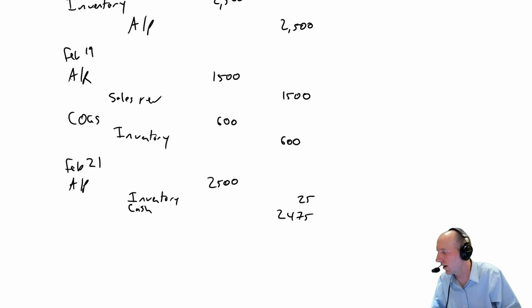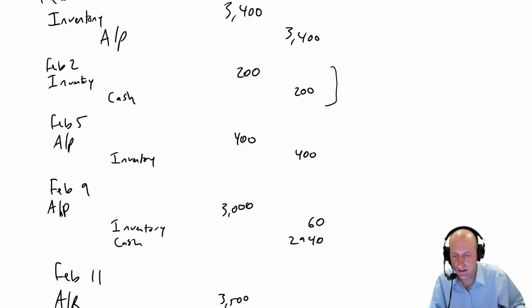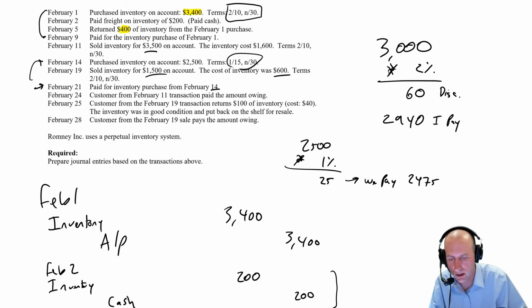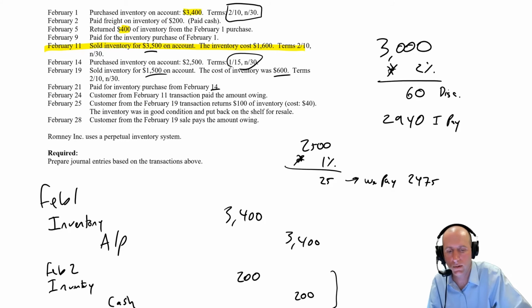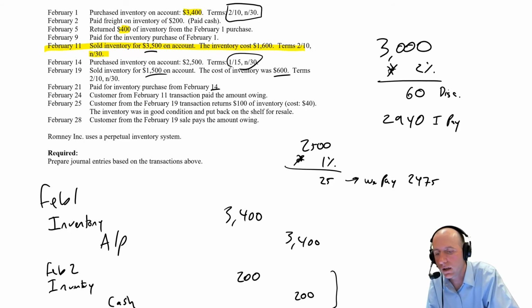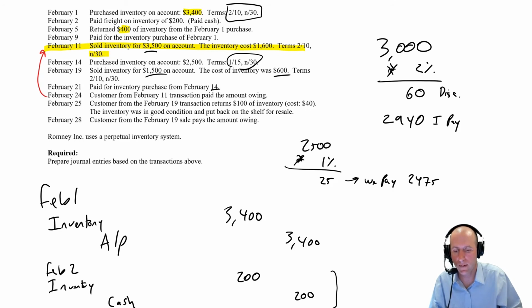It's the discounted amount. Next, February 24th. Customer from February 11th transaction paid the amount owing. Okay, so let's see what happened on February 11th. Let's remember the details of that. Sold $3,000 of inventory on account. Terms 2/10, net 30. Feb 24th, they pay. They don't get their discount. So they just got to pay the full amount.